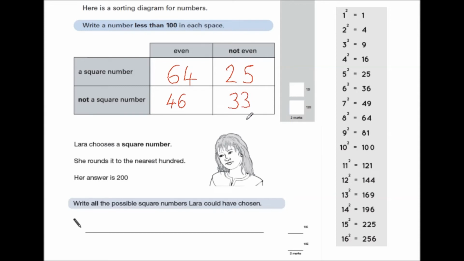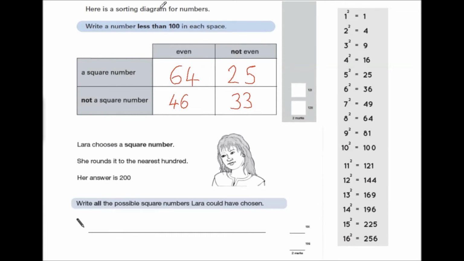Okay, hope that was alright. There's quite a few numbers that you could have had there, but as long as they obey these here, the even, not even, square and not square, then you should be fine. Okay, let's have a look at the second one.